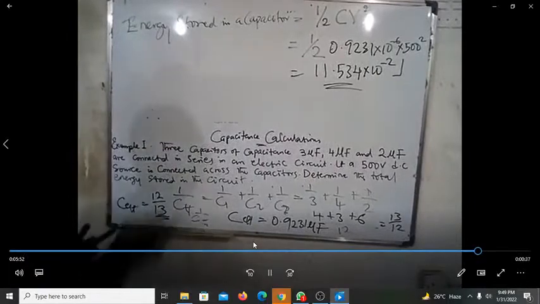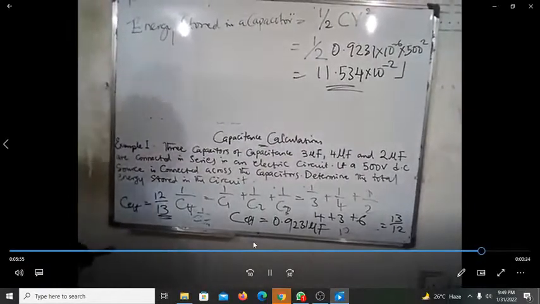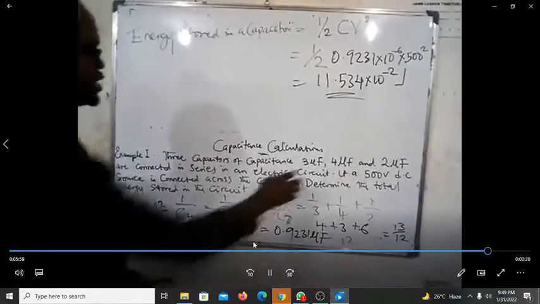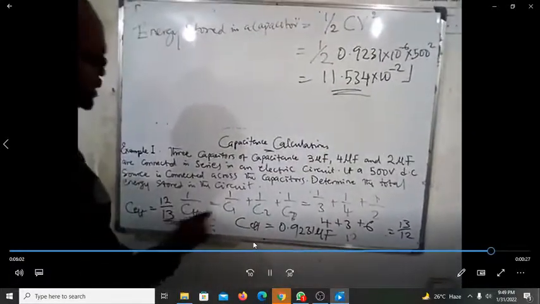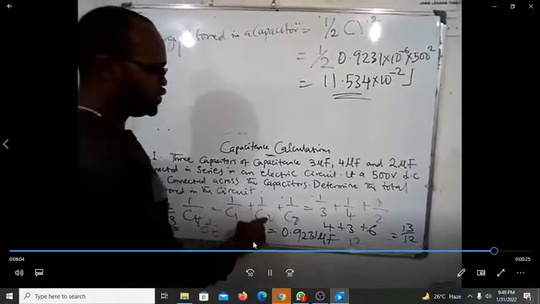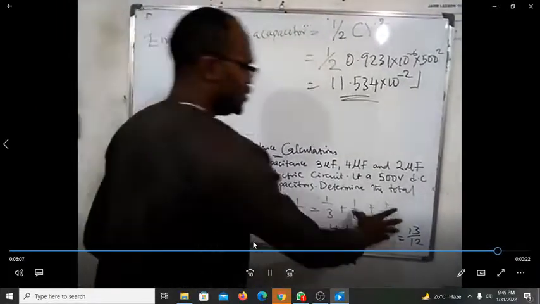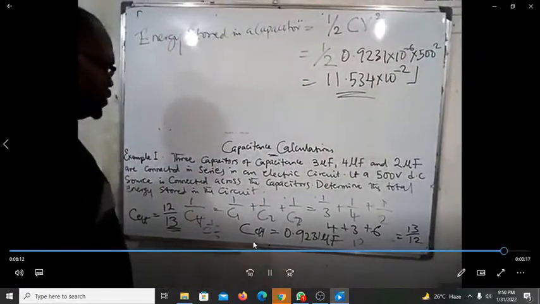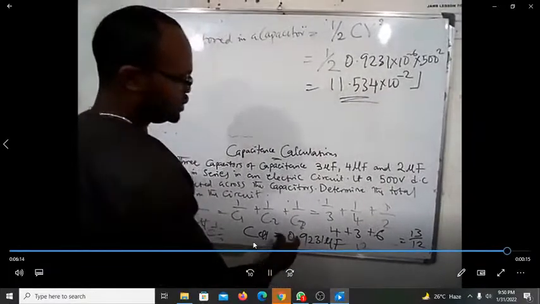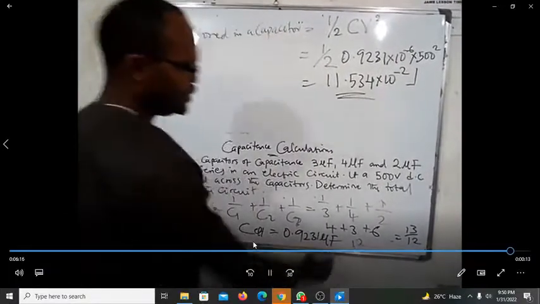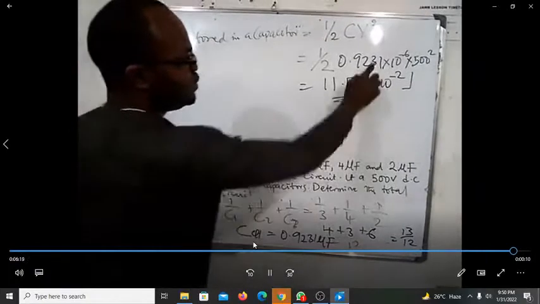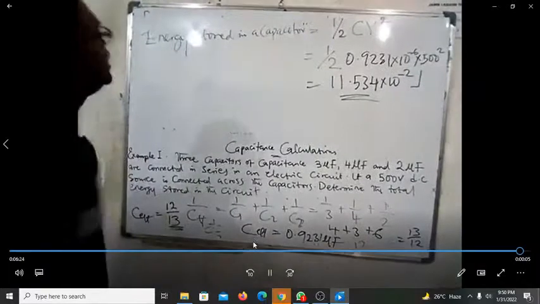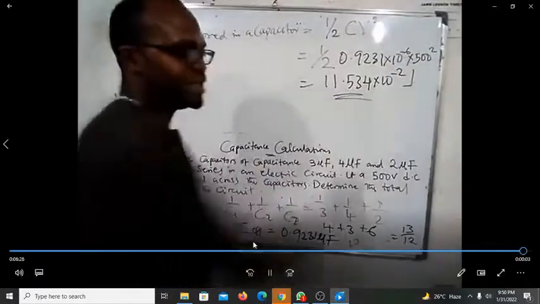So first of all, in approaching this question, what did we do? We found the effective capacitance. And how did we do it? Because they are connected in series, we say 1 over effective capacitance is equal to 1 over C1 plus 1 over C2 plus 1 over C3. We put them in and solve out the effective capacitance, which we arrived at as 0.9231 microfarad. You need to convert this microfarad to farad. That's why we multiplied it by 10 to the power minus 6. So putting it in this formula for energy stored in a capacitor, we solve out to get this. Thank you.